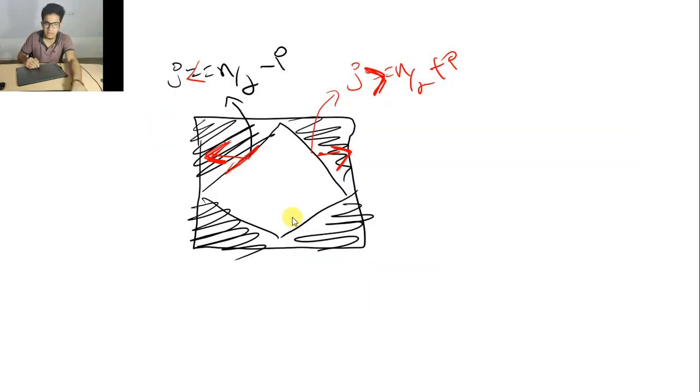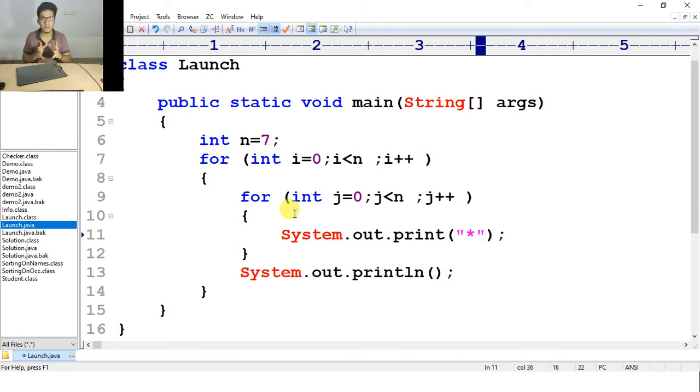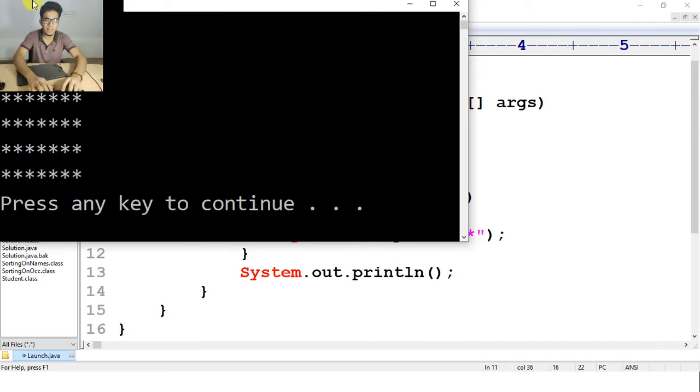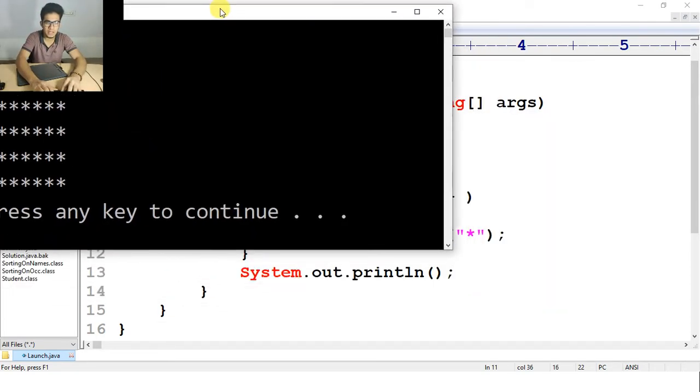I'll go to the compiler, and I hope you remember, always you have to first print what? N cross n stars. You have to compile and check whether you are getting n cross n stars or not. If you are getting a proper output, only then you have to proceed further. Okay, I'm getting proper n cross n stars. Next.